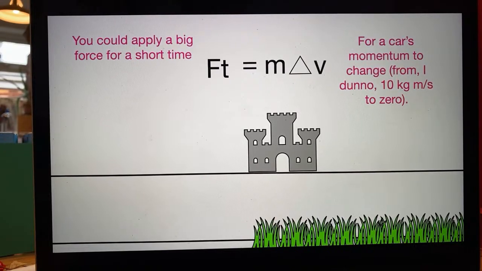Hope you're watching the screen. Again, this took me ages. Here's a car. It's got a lot of momentum, and then it suddenly changes to having no momentum very fast. You ready? Boosh. That was a big force being applied for a short time.